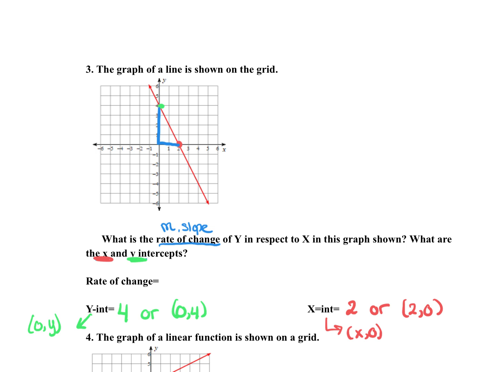And so to go from green to red, I go down, and you can count 1, 2, 3, 4. So this is my rise, and I'm going down, so it's a -4. And then my run is over 1, 2. This was in the positive direction of 2. So my rate of change is equal to my m, is equal to my slope, is equal to my rise over my run. My rise was -4, and my run was 2. Type -4 divided by 2 in the calculator, and it will reduce it for you. Your slope is -2.